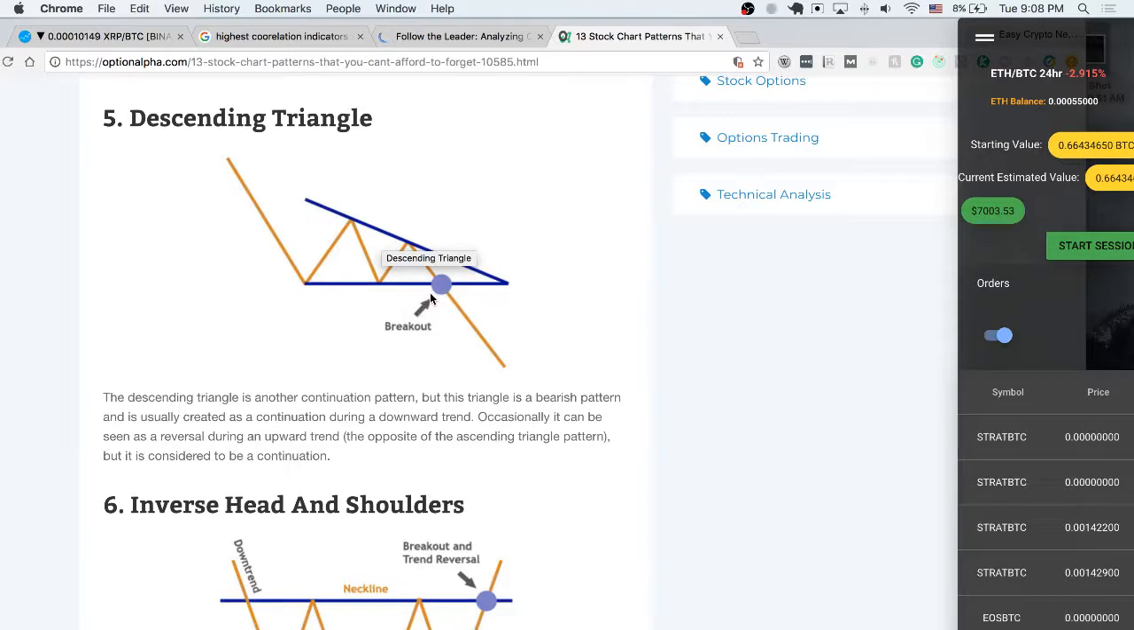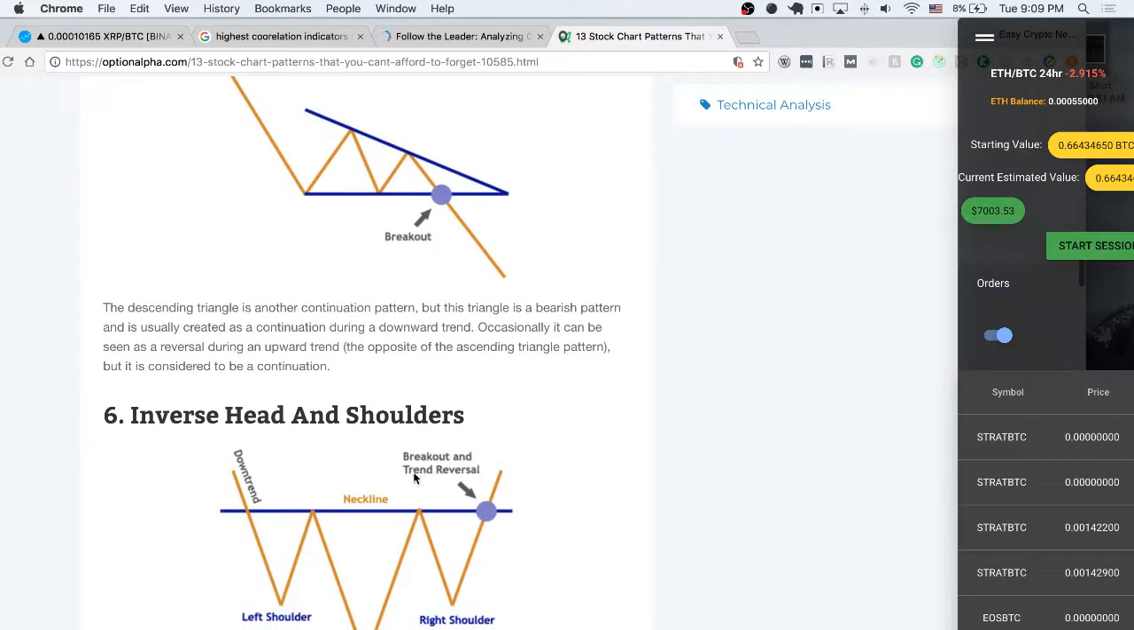A breakout doesn't mean a positive or a negative thing. It just means that it's breaking through the resistance or support lines. So we say this top line is a resistance line. It's met resistance here. It couldn't push through that. The bottom is a support line. It's supporting the price.